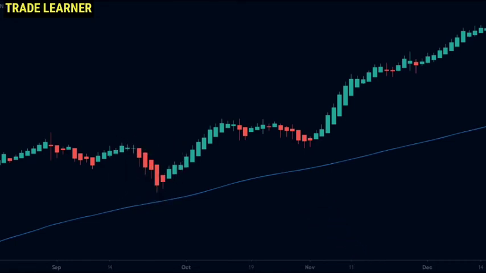Here is our buy setup. Here we have two green candles without any lower wicks. These candles indicate that the buyers have gained control over the market after the short pullback.